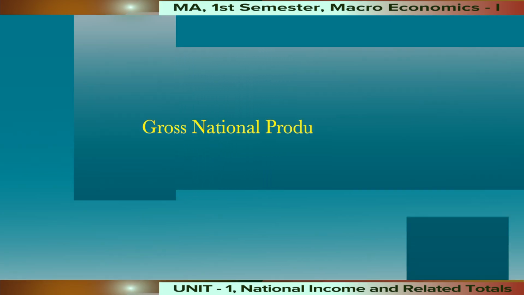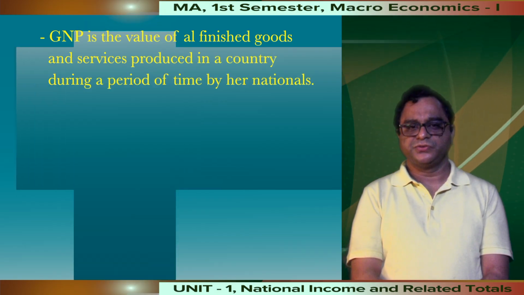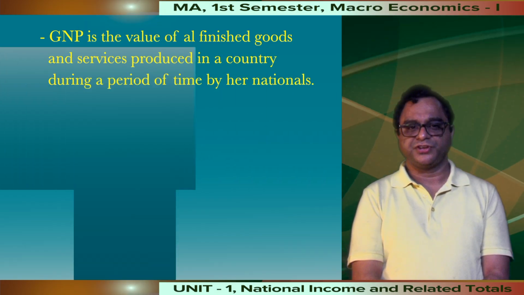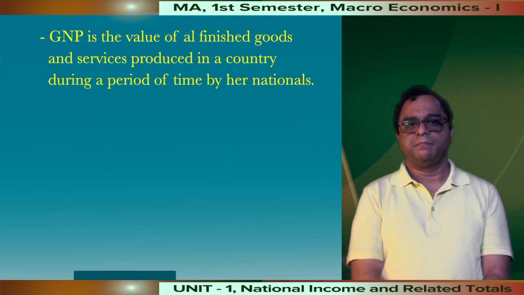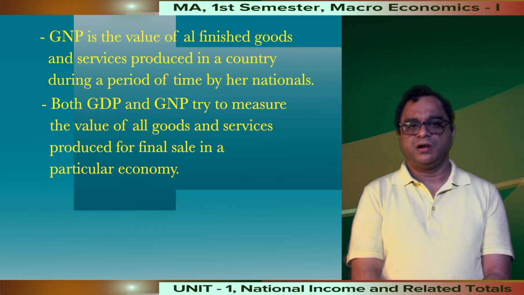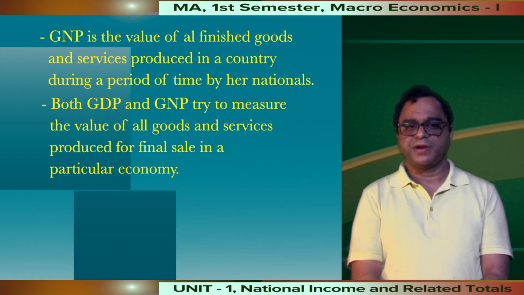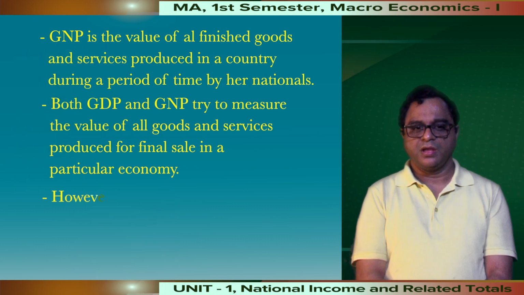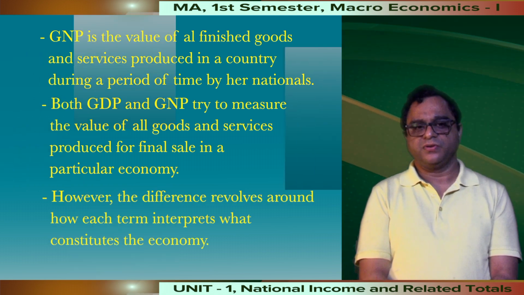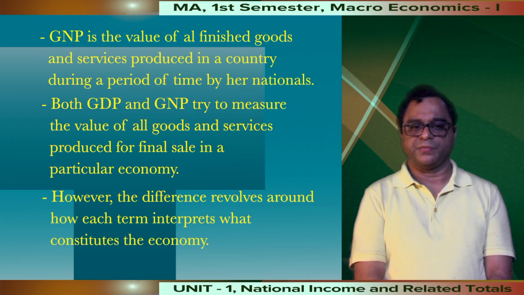Now, GNP, gross national product. GNP is the value of all finished goods and services produced in a country during a period of time by her nationals. Both GDP and GNP try to measure the value of all goods and services produced for final sale in a particular economy. However, the difference revolves around how each term interprets what constitutes the economy.